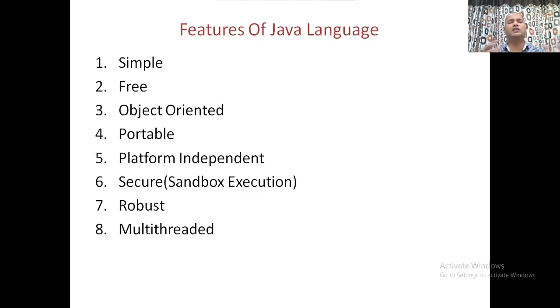So these are the things which make Java a robust programming language, such a programming language which is highly suitable to write commercial softwares, or say the softwares which we will be using in day-to-day life.